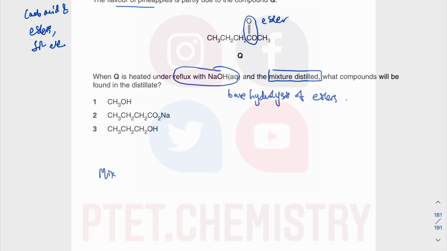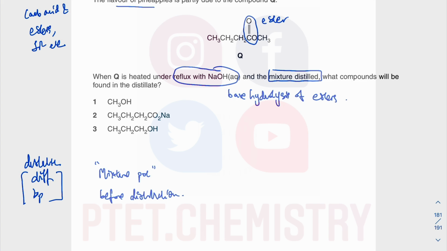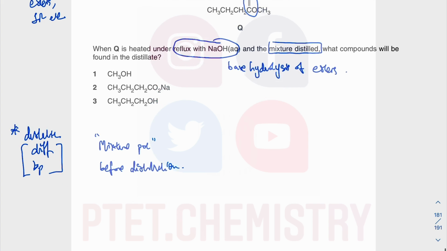In the mixture pot, this is before distillation, because you do distillation to separate things out based on their different boiling points. That is to do with distillation, and you have done this since GCSE and O level. You distill in order to separate out stuff with different boiling points.